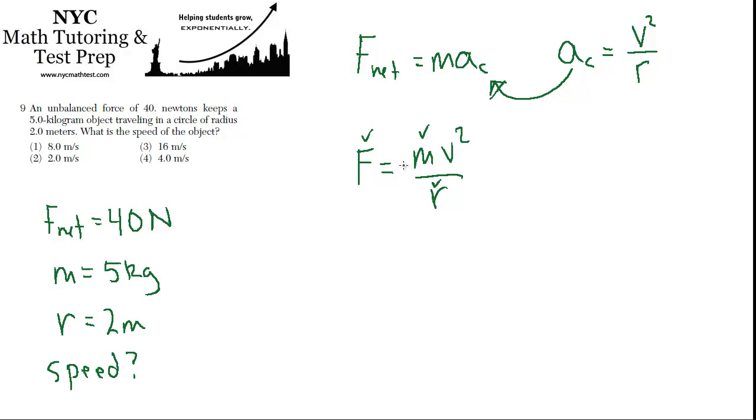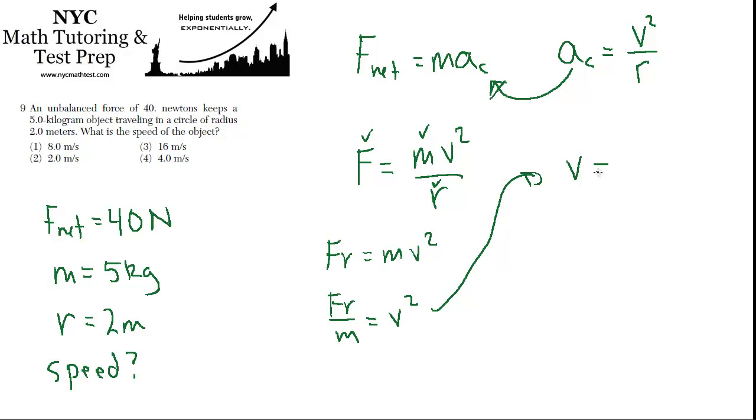So my preference would be to multiply both sides by r. So you'll get Fr equals mv squared. Now divide both sides by m. So you get Fr over m equals v squared. And now take the square root of both sides. So I'm going to go up here. We have v equals Fr over m, and we need to take the square root of that whole thing.